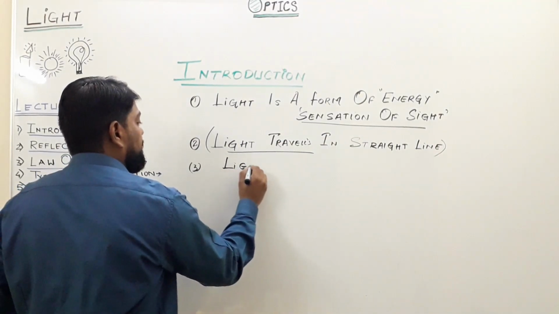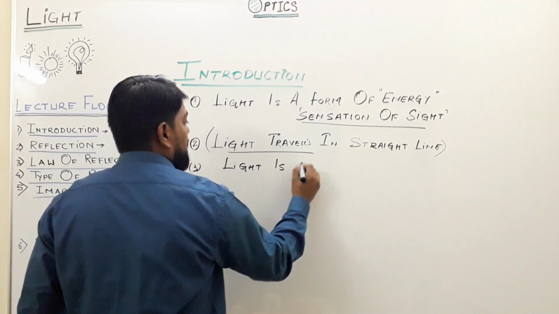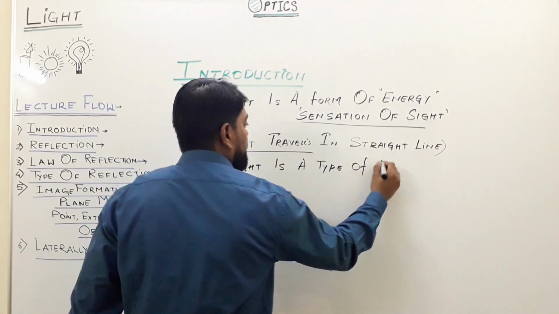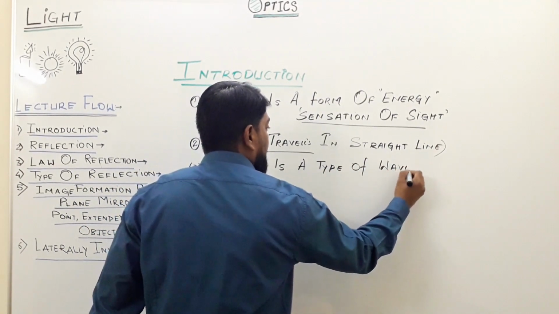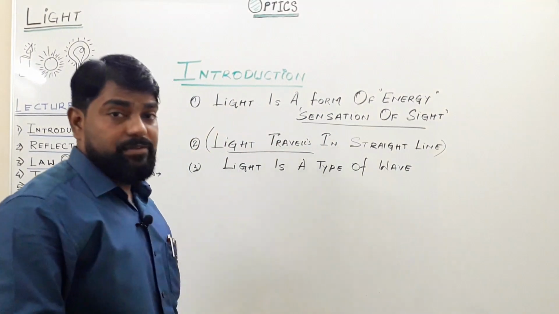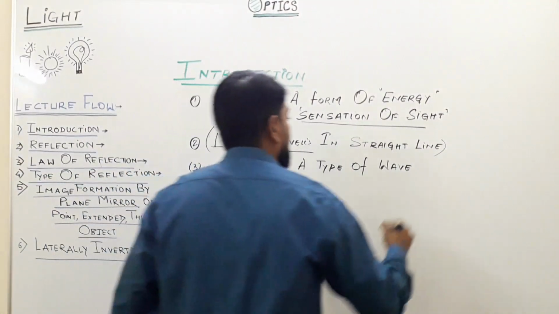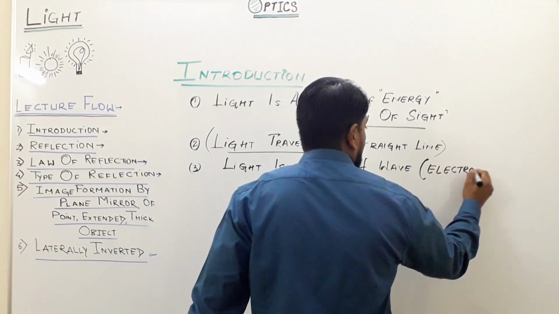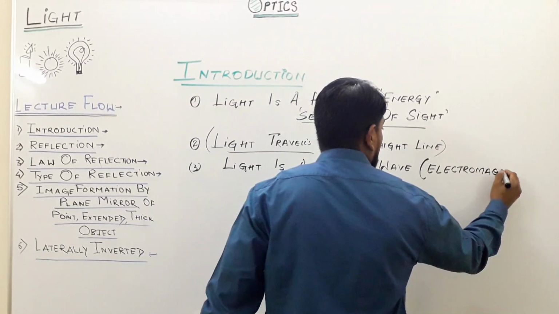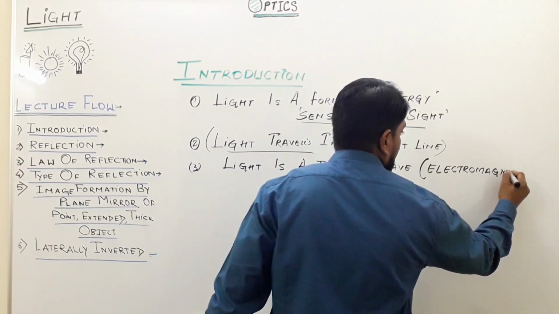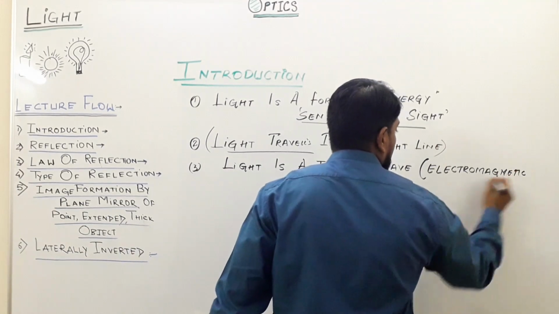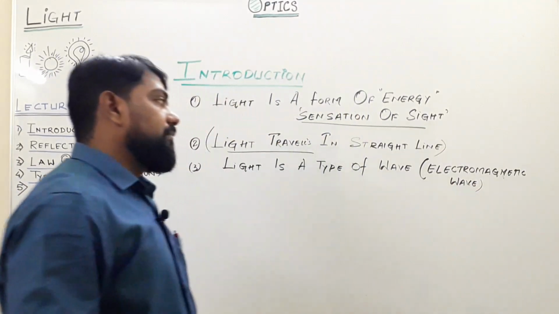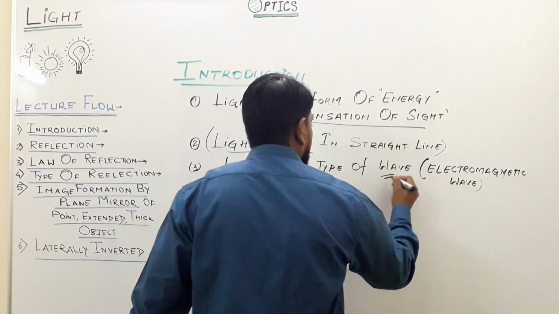Light is a type of wave, and in waves it is known as an electromagnetic wave. So first of all, the question arises: what do you mean by wave?